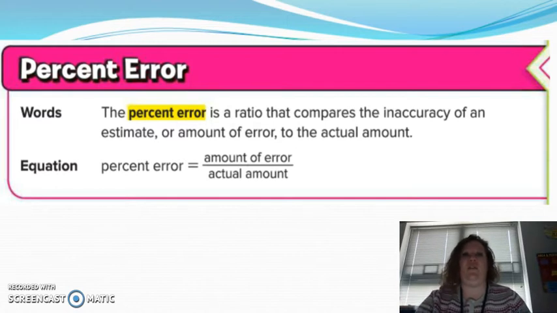It is a very similar formula to percent of change. We are going to find the difference between your guess and the actual amount. This time, instead of dividing by the original price, we're actually going to divide by the actual amount that's in the jar.